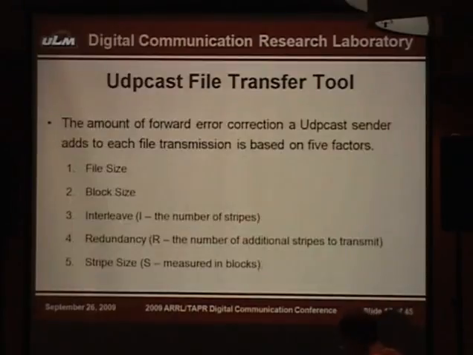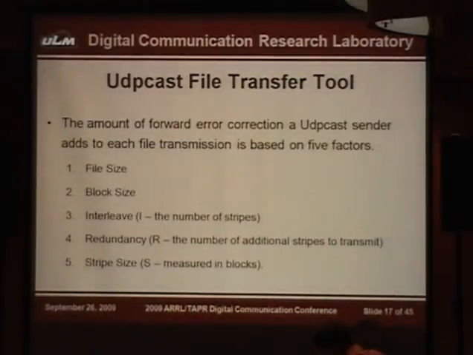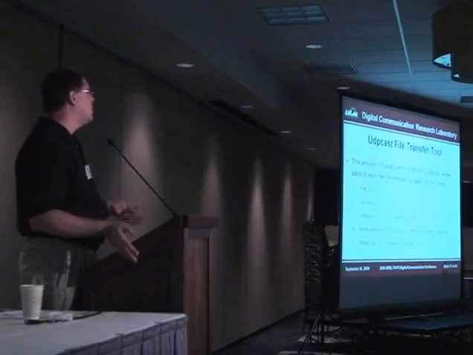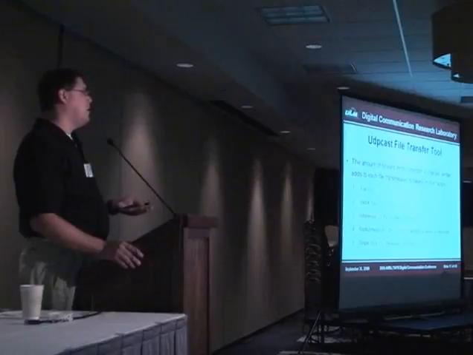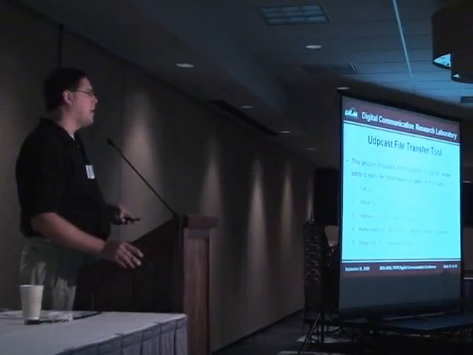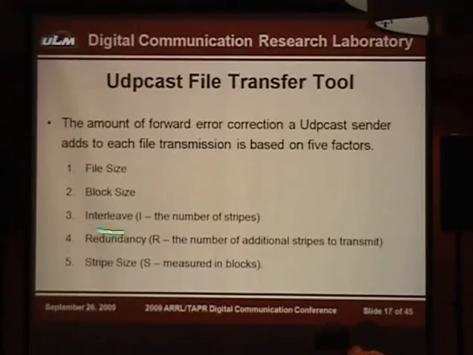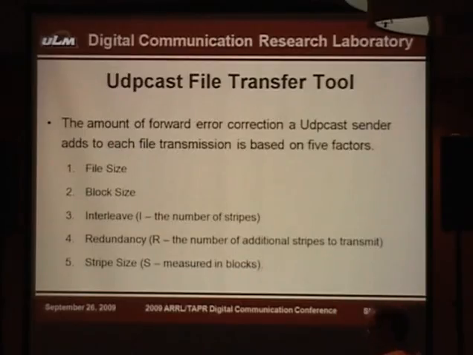So the interleave is the number of stripes. What happens here is you'll have a file of a certain size, and it will be divided and transmitted into what are called slices. UDP-Cast divides everything into slices. The size of the slice is actually a product of the interleave, which is how many stripes each slice will be divided into. So you'll have a slice, the slice will be divided into stripes, and then each stripe will have a specific size.